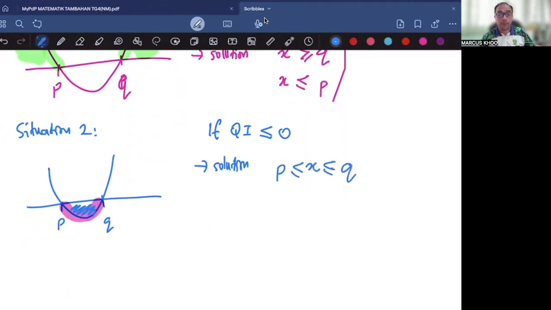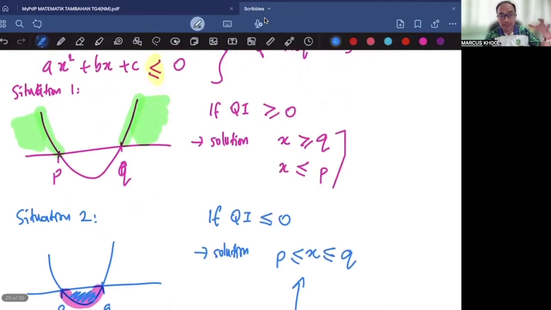and Q. Now this ini dibaca sebagai x is between P and Q. X di antara P dan Q. Okay, so in this kind of situation, in this kind of question, there are only two types of answers. It's either the pink color answer, but you have to look at the quadratic inequality. Is it more than 0 or less than 0?